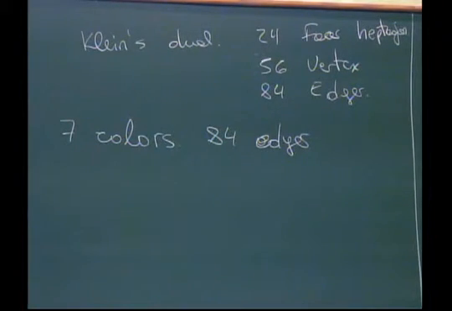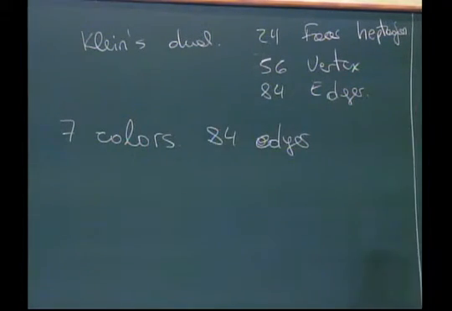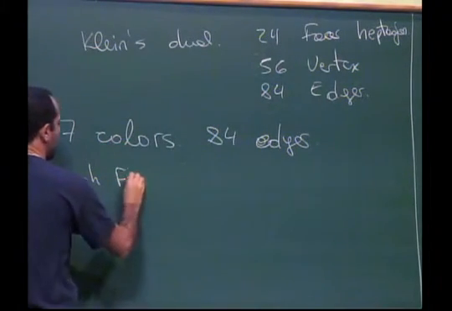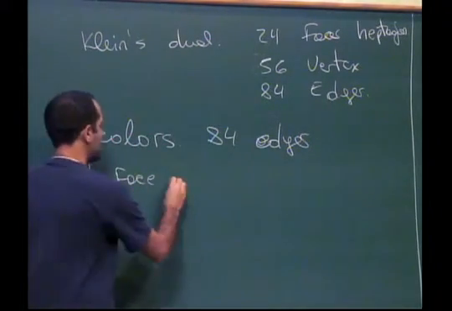So this means, well, I guess 84 divided by 7 is 12. So for each color, we have 12 edges that have that color. And the rule is that each face has the 7 colors. Each face has 7 edges, and I want them to have the 7 colors.